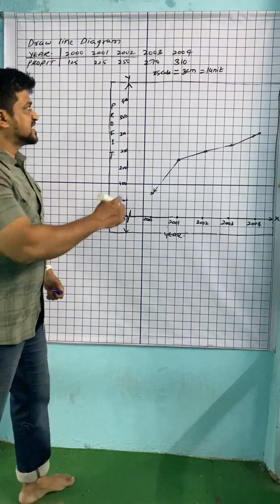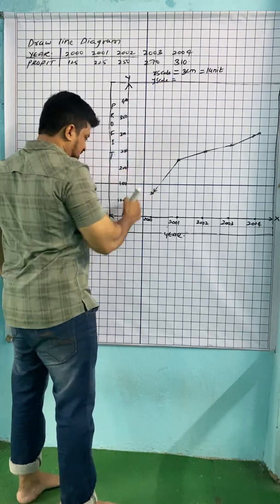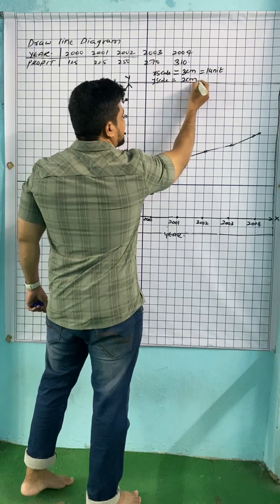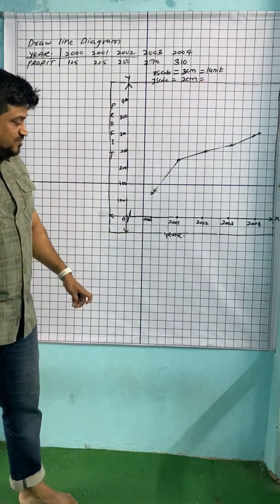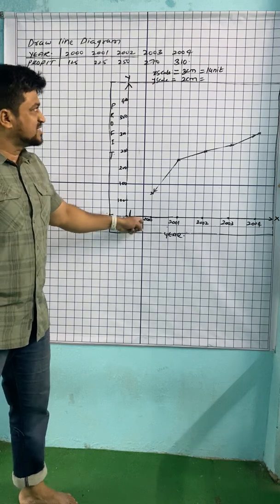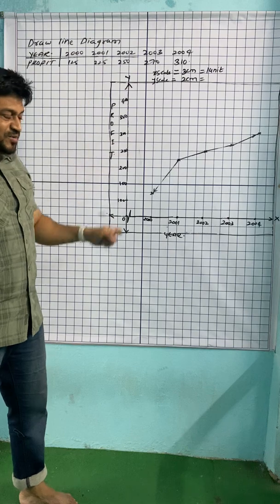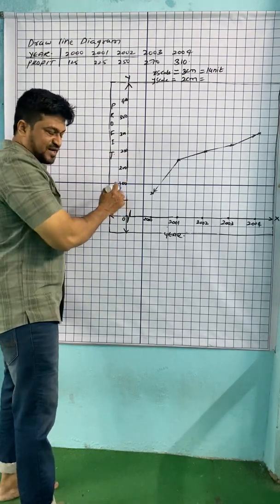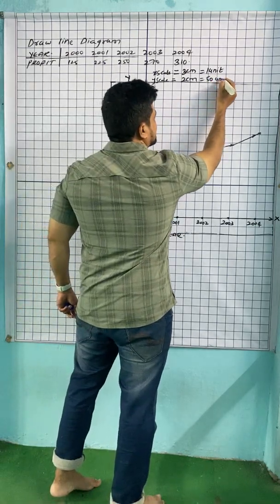Now the Y scale, what have we done? In the Y scale, how many boxes have we left? 2 boxes, 2 centimeter. Whenever we leave any boxes, we should write that many centimeters. Here we have left 3 boxes, 3 centimeter. Here we have left 2 boxes. Now units, how many units? We have to take the difference. Subtract both of them: 150 minus 100 is 50. So the difference is 50 units.